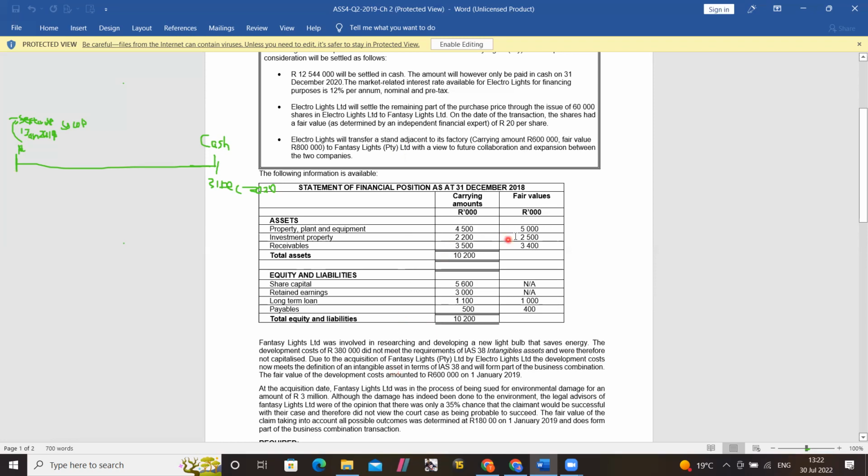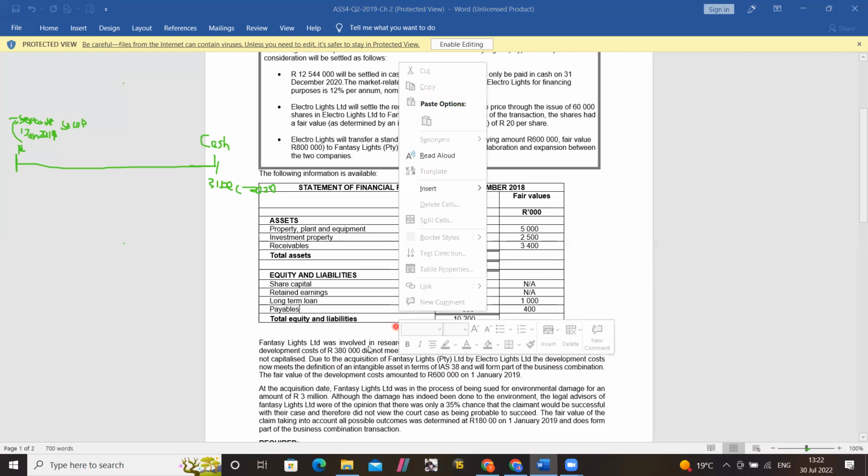So don't forget here we included all of the assets at fair value. We have to also include this one. Don't forget to include the intangible asset 380,000 debit, right? And due to the acquisition of Fantasy Limited by Electrolytes, the development cost now meets the definition of intangible asset. You see, it meets the definition of intangible asset in terms of IAS 38 and will form part of the business combination. And they tell us that this asset is actually part of the business combination. So yes, you have to do that.